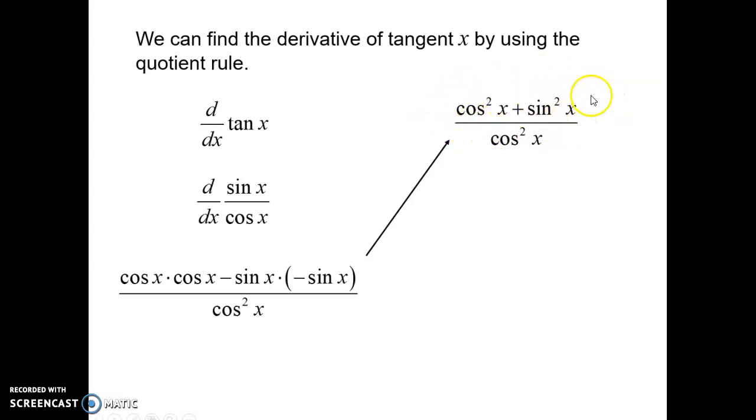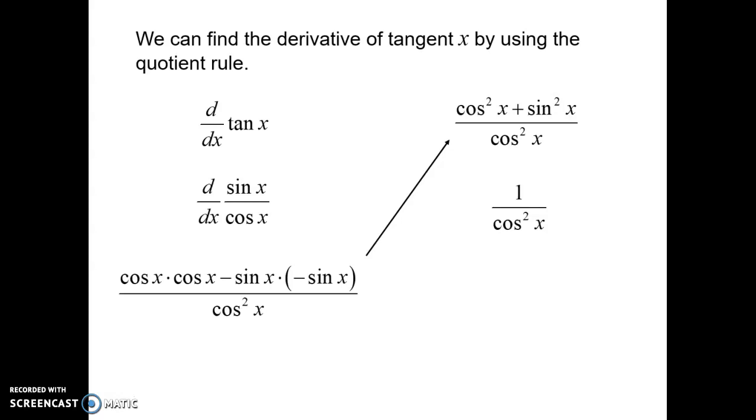This numerator is one of our Pythagorean identities. There are 3 Pythagorean identities that we learned from the unit circle. One of them was cosine squared x plus sine squared x is equal to 1, and that came from the unit circle. We also know that our reciprocal function, 1 over cosine, is equivalent to secant.